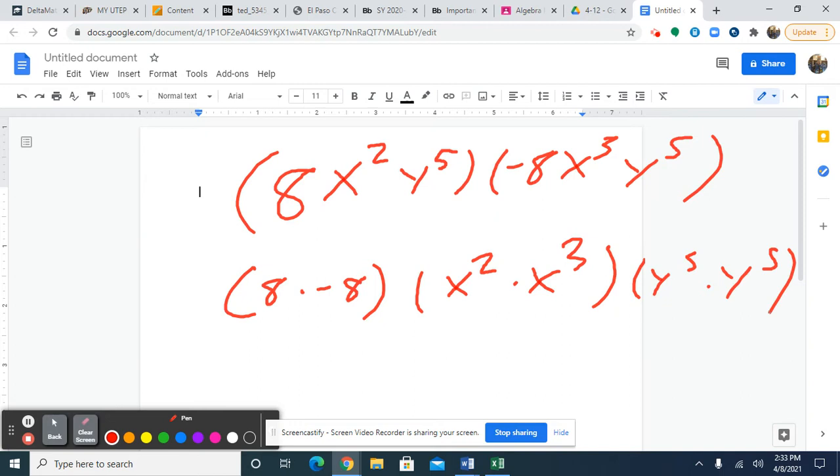So 8 times negative 8 would be negative 64. And we have x squared times x to the power of 3. What we're going to do is add the exponents. So 2 plus 3 is 5. And then y to the power of 5 times y to the power of 5, again adding the exponents, so y to the power of 10.